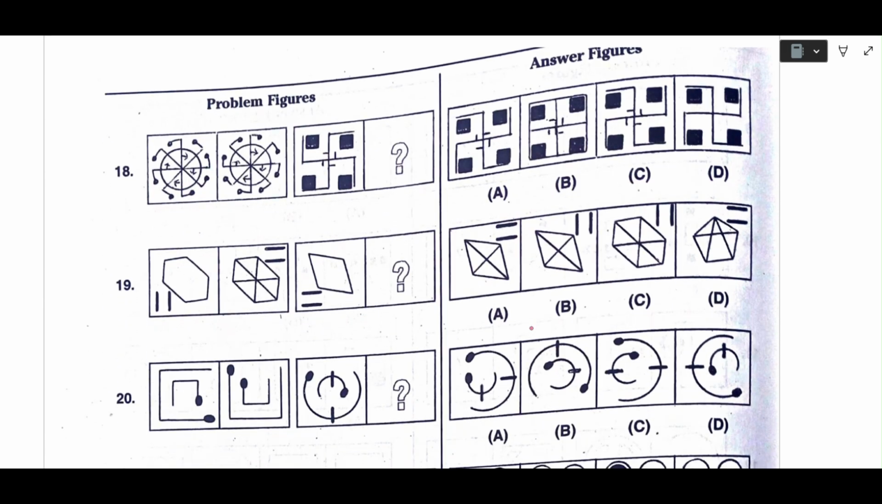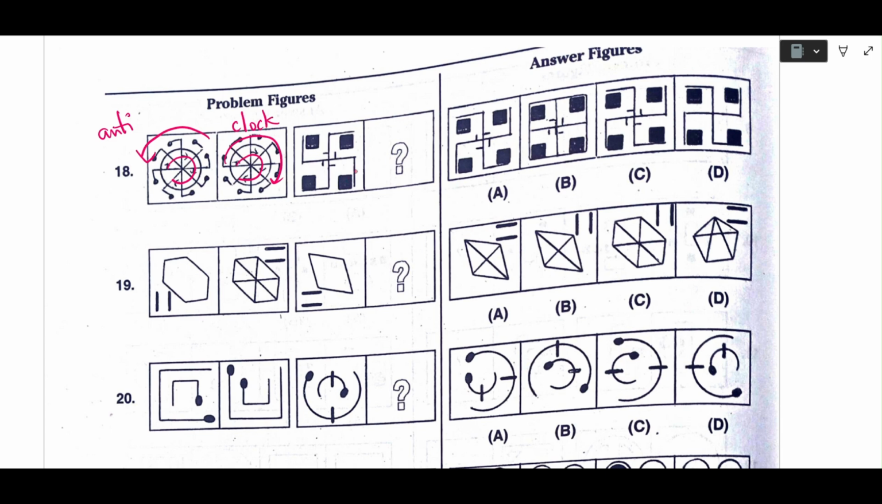Next figure is 18. See how this first pair is related. These arrows are moving in which direction? This is the anti-clockwise direction, right? So this is moving in the anti-clockwise direction, and the internal ones are moving in the same direction. This is the same, and this is also the same. This anti-clockwise direction became clockwise. So anti-clockwise became clockwise. That should be the change.